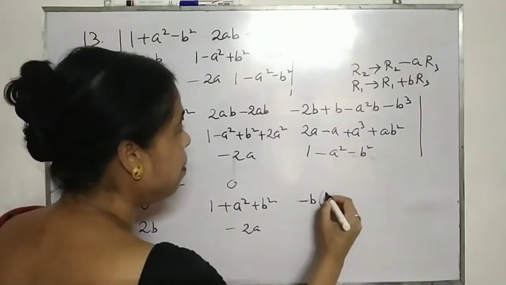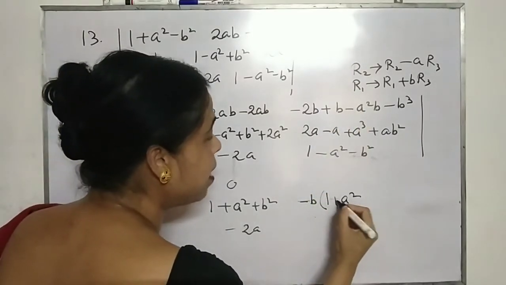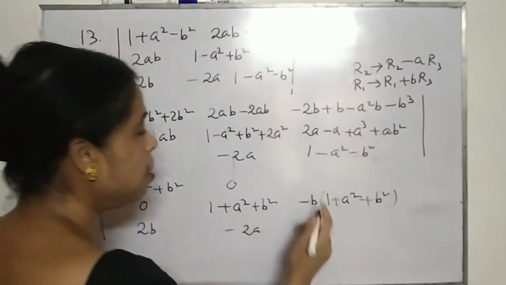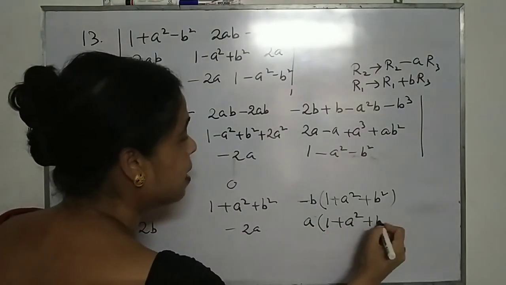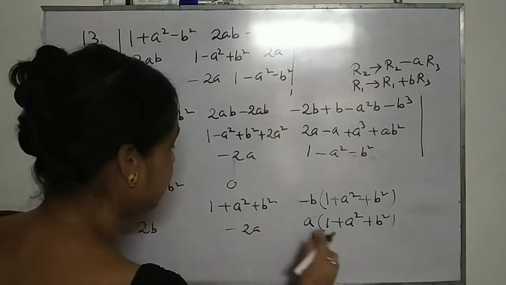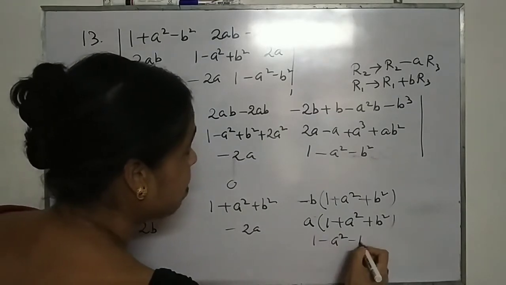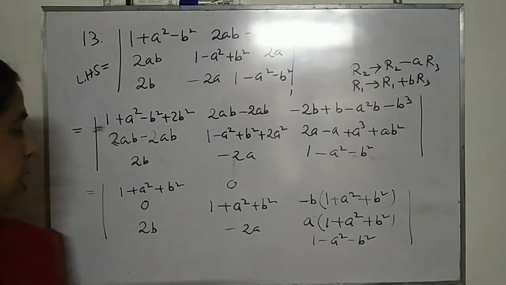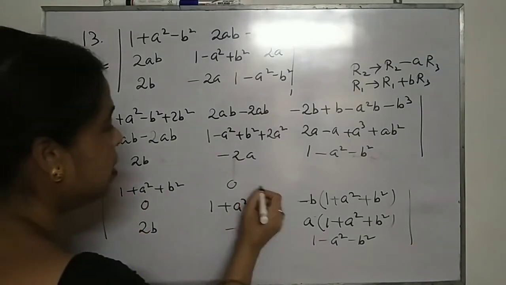What is left here? 1. Here b is taken common, so plus a square and this is plus b square. Same here also, you can take common a. You will have 1 plus a square plus b square. And keep it as it is. Third row as it is. Twice a, twice b and this is 1 minus a square minus b square. Now what you can do? You see, you have common. Actually, this is in this slide, okay?